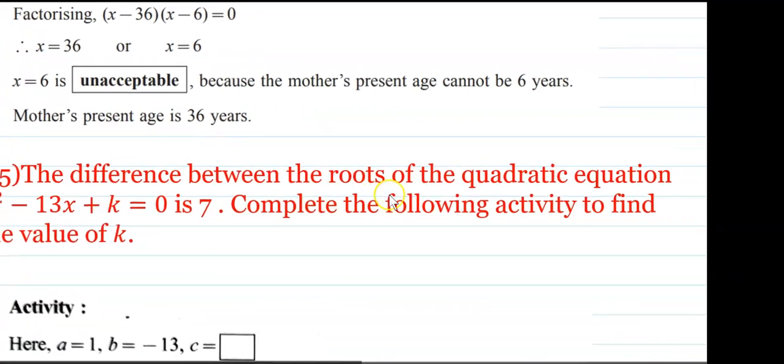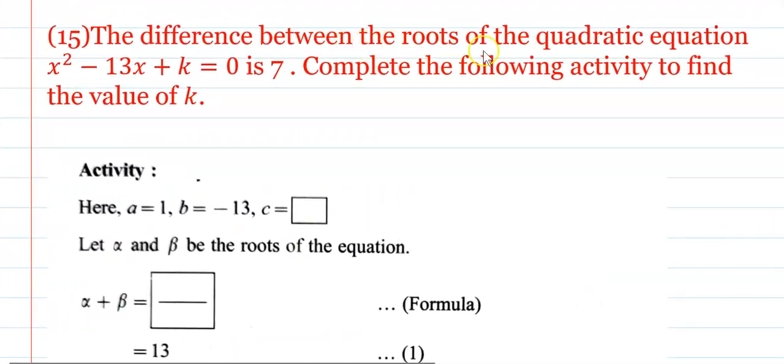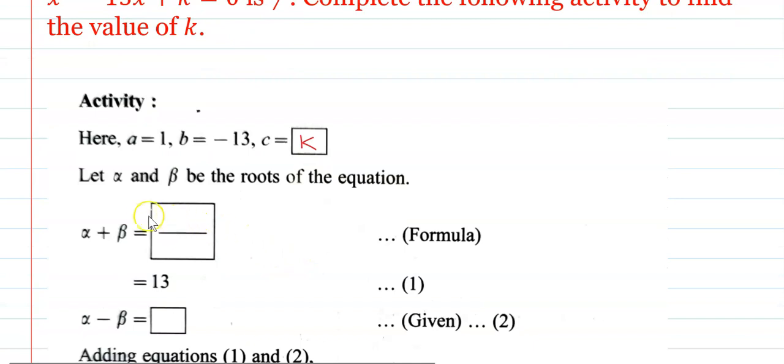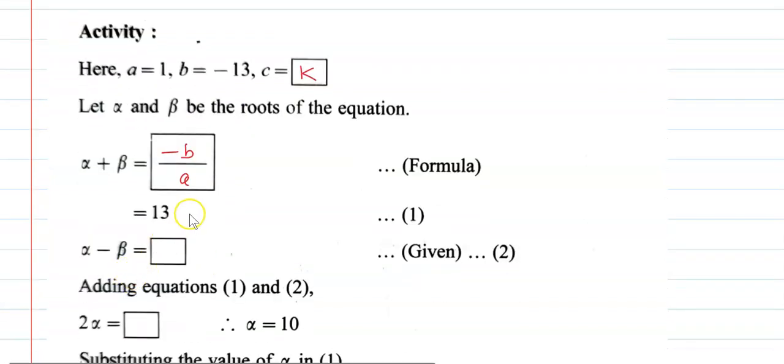Now the next activity. The difference between the roots of quadratic equation x square minus 13x plus k is equal to 0 is 7. Complete the following activity to find the value of k. Here a is equal to 1, b is equal to minus 13, c is equal to k. Alpha and beta be the roots of the equation. Then what is alpha plus beta? Sum of the roots is minus b upon a, that is minus in bracket minus 13 upon 1. Therefore, alpha plus beta is 13.